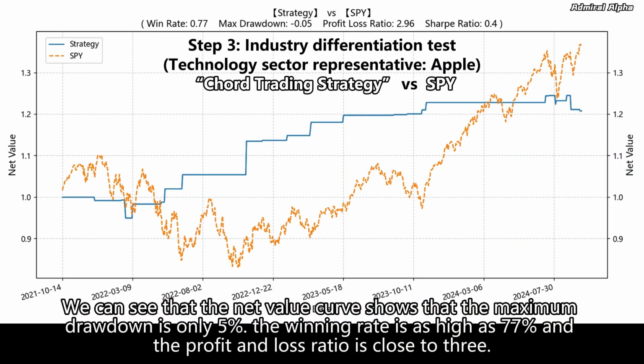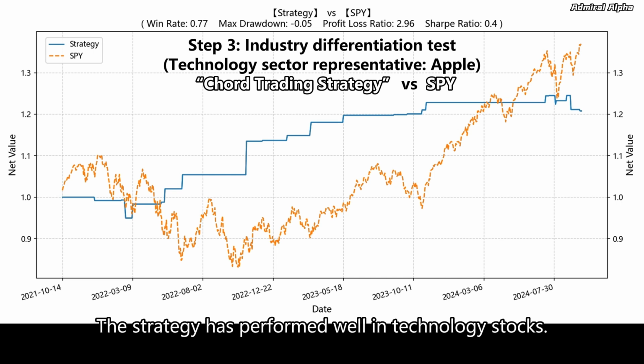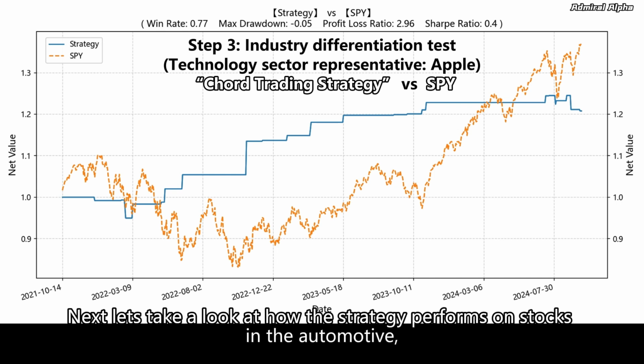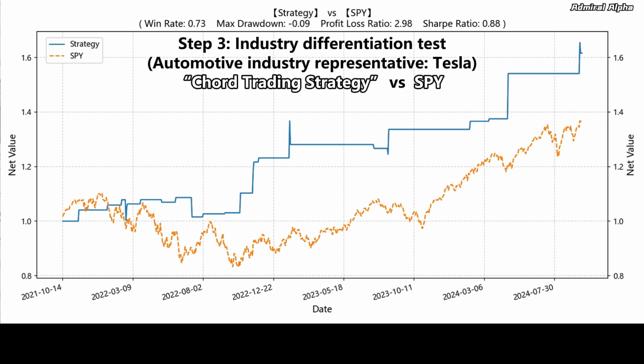We can see that the net value curve shows that the maximum drawdown is only 5%, the winning rate is as high as 77%, and the profit and loss ratio is close to 3. It can be said to be quite excellent. The strategy has performed well in technology stocks. Next, let's take a look at how the strategy performs on stocks in the automotive, pharmaceutical, and consumer sectors.